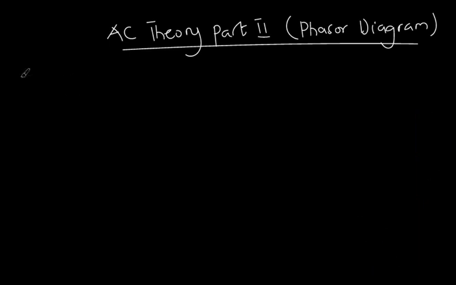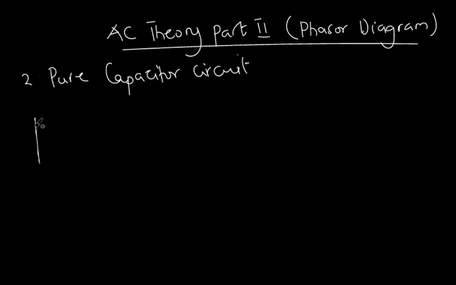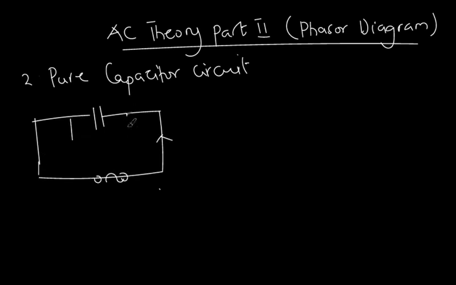Okay, so the second type of circuit is what we call the pure capacitor circuit. Now, this is how it looks. We have our capacitor over here, and we have our AC source, our current moving in this direction, and then a voltage applied across the capacitor, which is represented by VC.